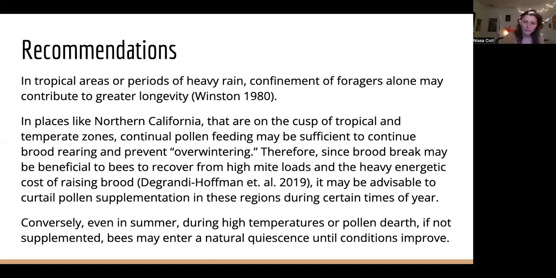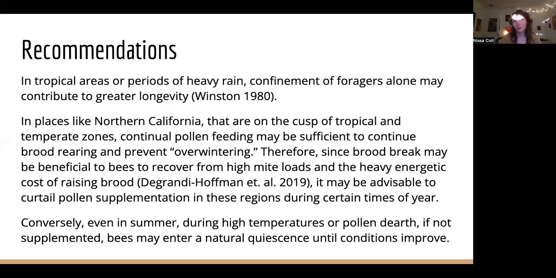In Northern California, places like this, it may not be good to continually feed your bees pollen at certain times of the year, because the brood break is really beneficial to bees, not only to recover from light loads, but also to recover from the heavy energetic cost of raising brood and give them a chance to get their fat bodies stored up a little bit more. And we know that Varroa are feeding on fat bodies. So having a period of time when there's no brood in the hive allows whatever they are eating to go instead into their fat bodies, maybe giving them a little bit more to fight off the Varroa.